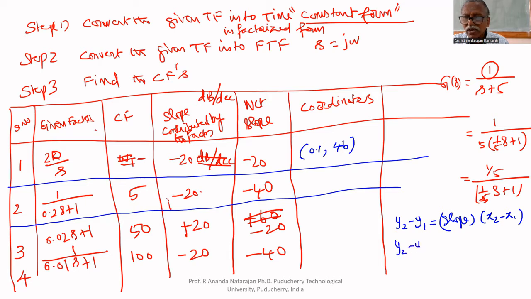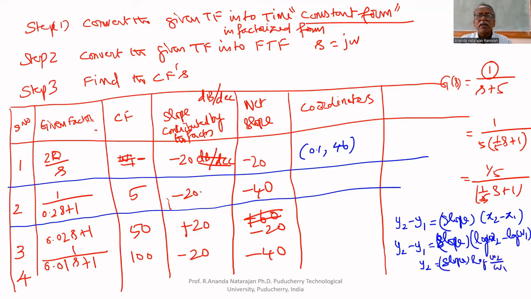Therefore, y2 minus y1 equal to slope multiplied by, this is in logarithmic scale, that's why log omega 2 minus log omega 1. Therefore, you will get y2 equal to slope multiplied by log omega 2 by omega 1 plus y1, because log omega 2 minus log omega 1 equals log omega 2 by omega 1. Am I correct or not? By using this equation, we can find the coordinates.